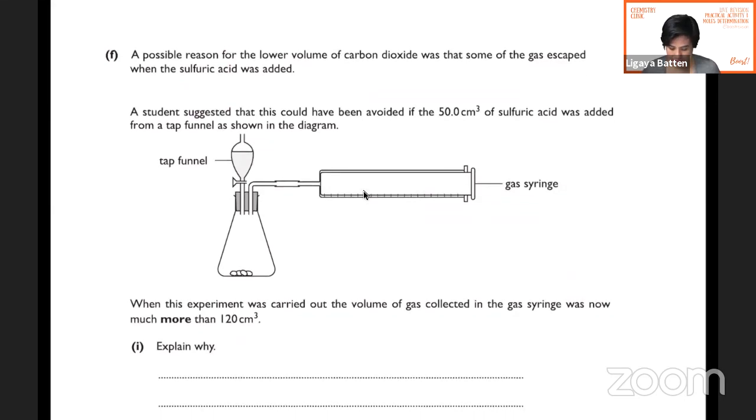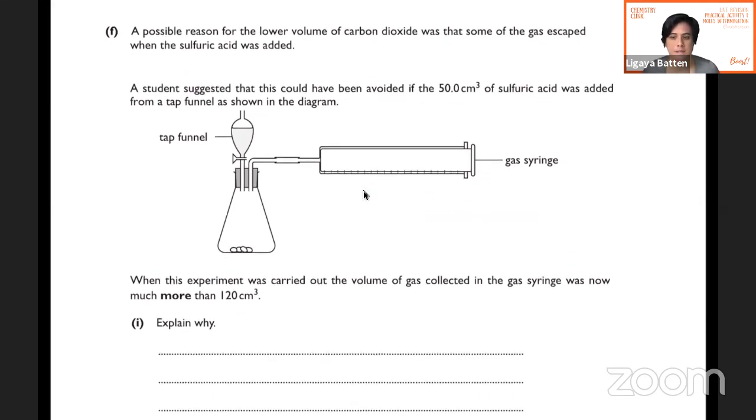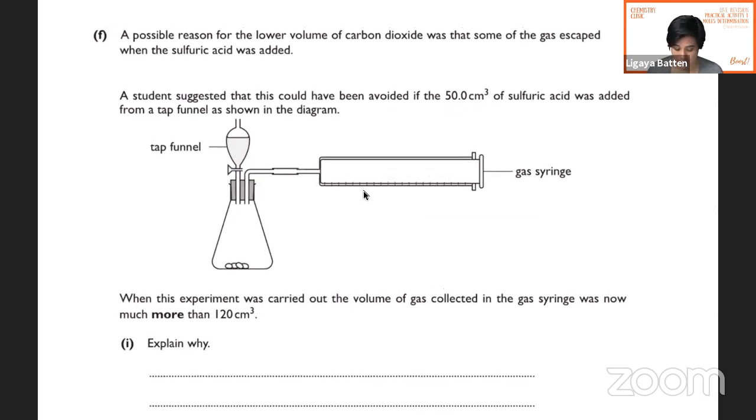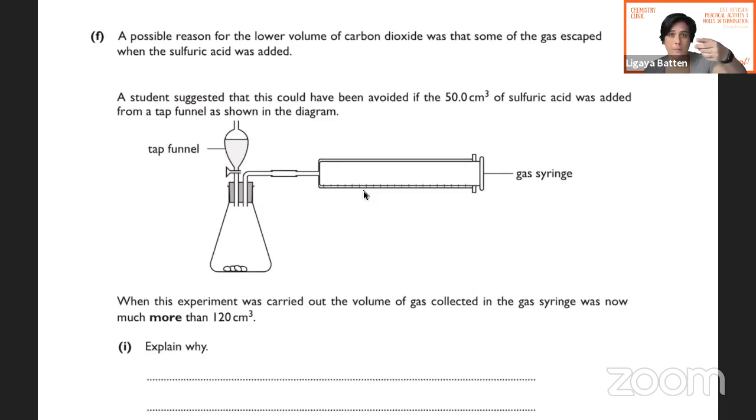A possible reason for the lower volume of carbon dioxide was that some of the gas escaped when the sulfuric acid was added. So perhaps the bung wasn't replaced quick enough or something like that. A student suggested that this could have been avoided if the 50 centimeters cubed of sulfuric acid was added from a tap funnel as shown in the diagram. So this is our tap funnel. We open the tap and release the sulfuric acid into the conical flask, and then the gas will be produced and go up into this delivery tube and into the gas syringe as before. So sulfuric acid comes down and then the carbon dioxide gas comes out.